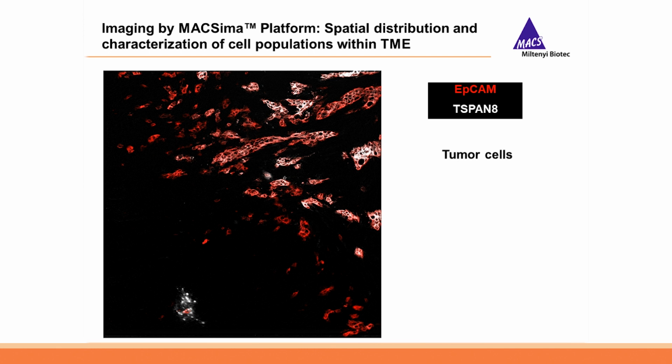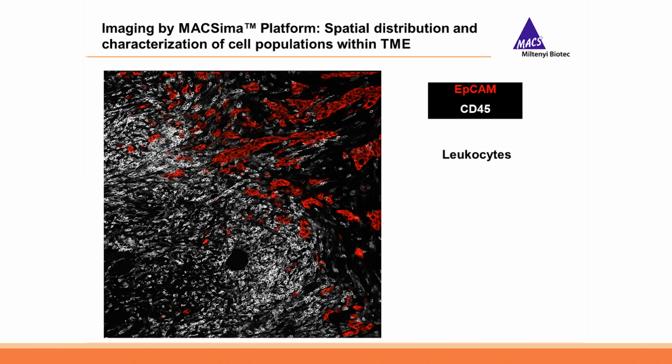As an example, I am showing a section from our initial ovarian cancer sample with a region rich in tumor islets in the top right corner, characterized by expression of EpCAM and TSPAN8, and a stromal region without tumor cells. In the following slides, we will keep EpCAM staining in red to identify tumor cells, and the indicated marker will be displayed in white.